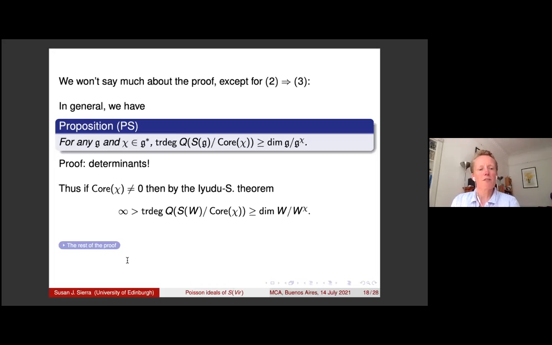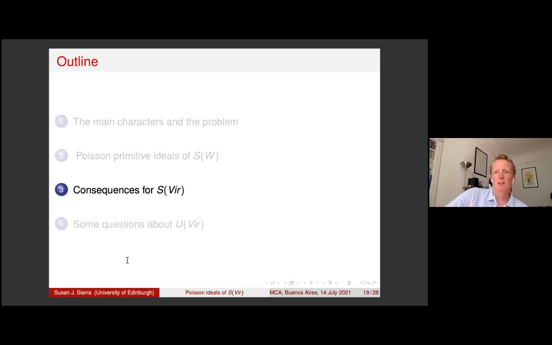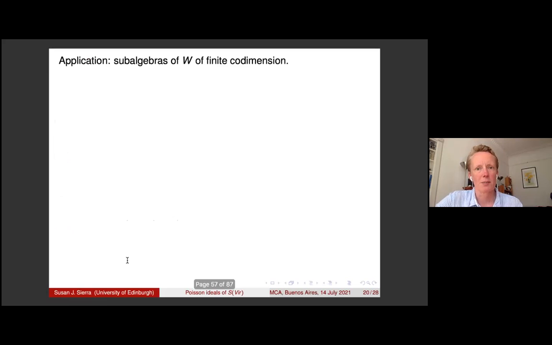So suppose I've got a function on W that has a non-trivial Poisson core. Then the Ayudu-Sierra theorem says that when I factor it out, I've got polynomial growth. In other words, its transcendence degree is finite. Therefore, the codimension of the isotropy subalgebra is also finite. I'm not going to do the rest of the proof. Let me instead move on to talking about consequences for the symmetric algebra.